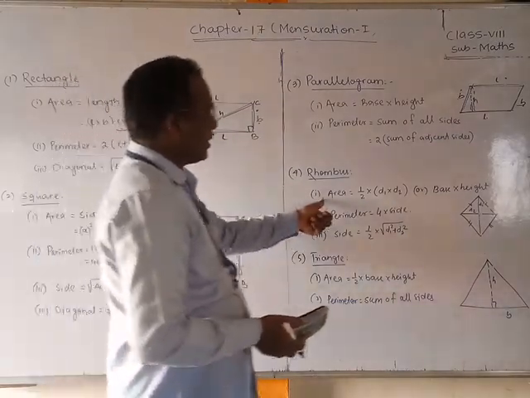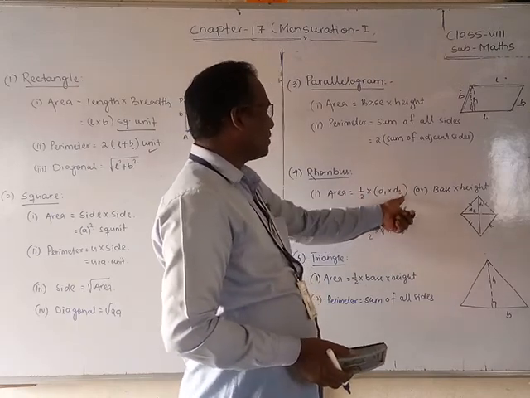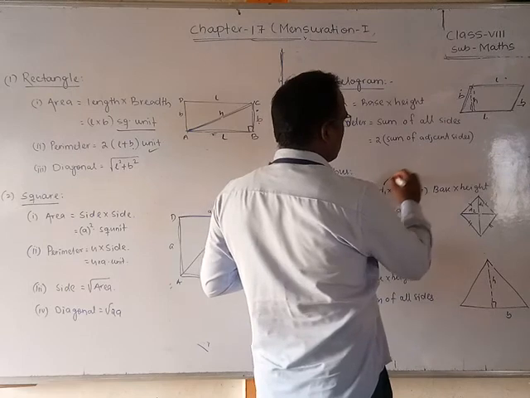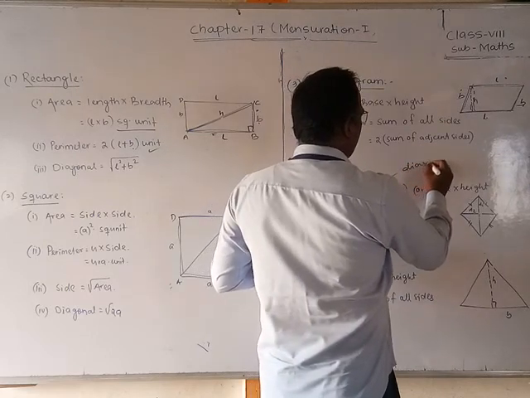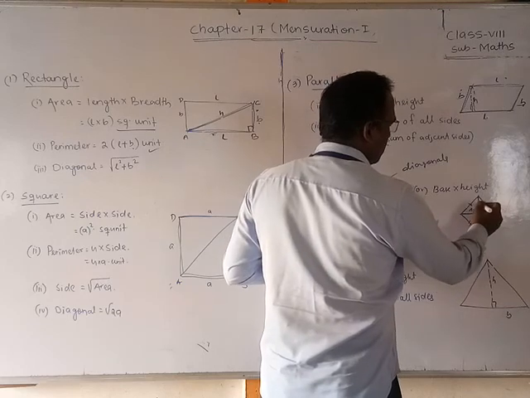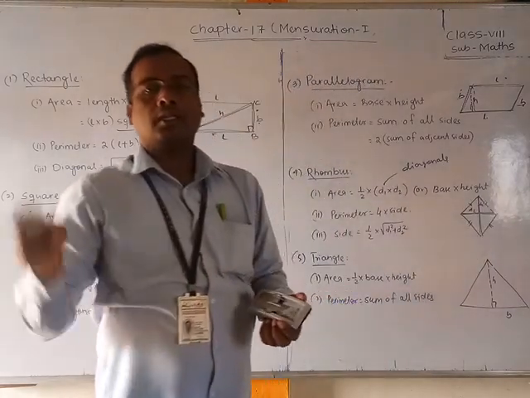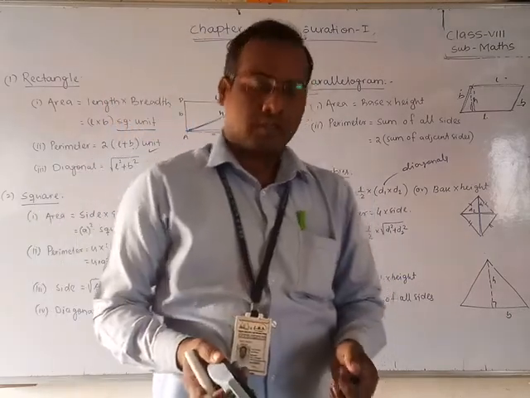Rhombus, what is its area? Half, 1 by 2 into d1 and d2. Where d1 and d2 are the diagonals. Diagonals means this one and this one. This is d1, suppose this is d2. Then if you multiply these two diagonals and divide by 2, we will get the area.